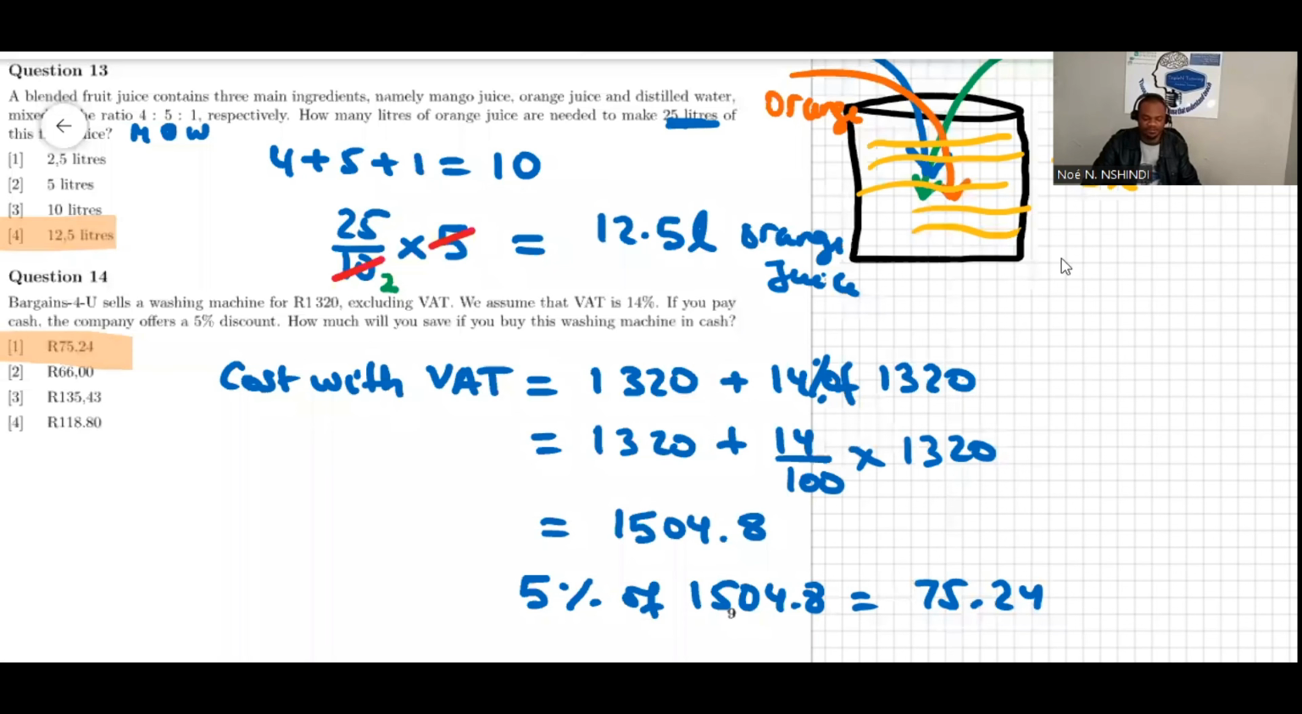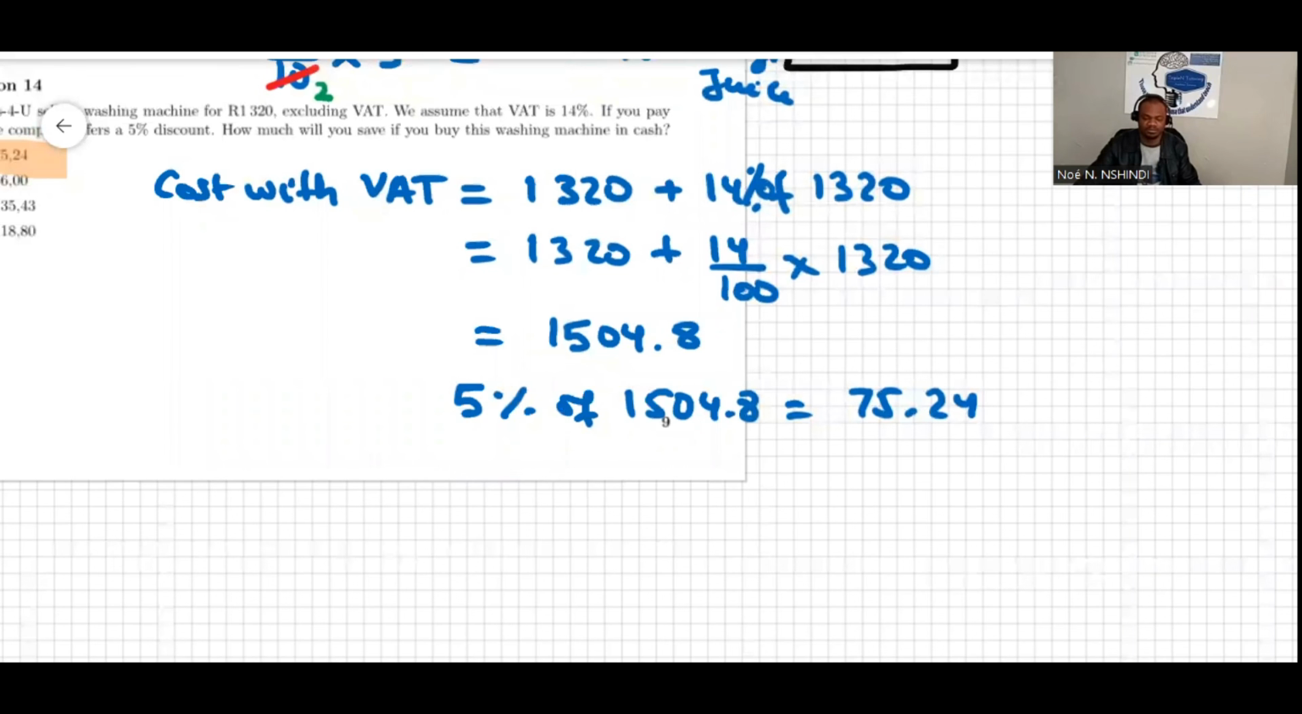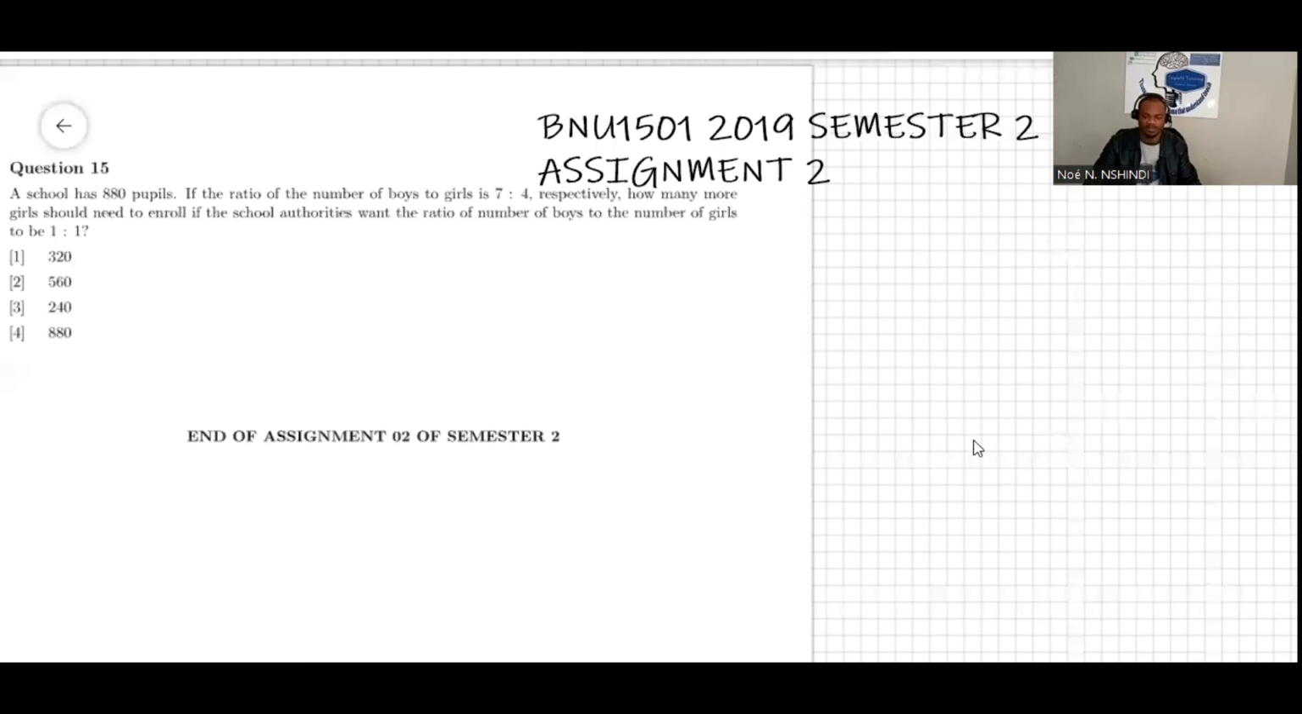And then page 5. I'm going to put it up now. It's question 15, page 5. The question says that a school has 880 pupils. If the ratio of the number of boys to girls is 7:4 respectively, how many more girls would need to enroll if the school authorities want the ratio of number of boys to number of girls to be 1:1.